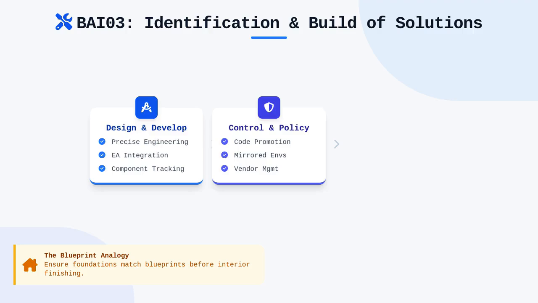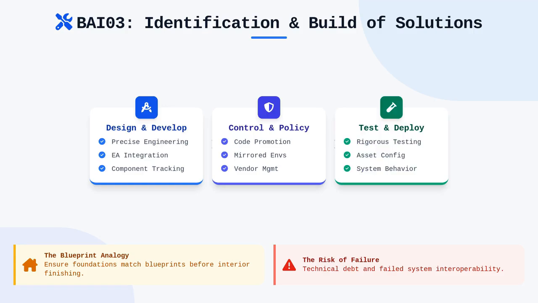Building a house is a good analogy. You must ensure the foundation matches the blueprints before you invest in the interior finishings. If we fail to control this process, we end up with technical debt in systems that do not interoperate effectively. This involves managing the specific components that make up the solution while keeping track of configuration assets that determine how the system behaves once deployed.